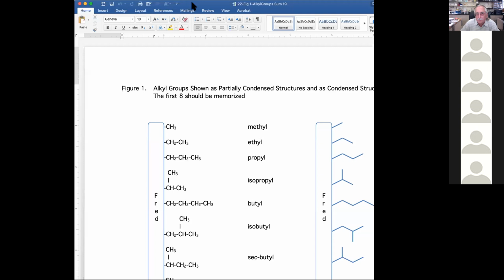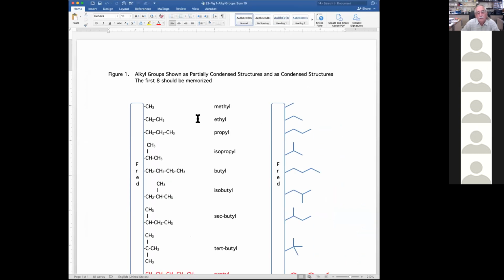Pick up where we left off. One thing I wanted to show, but it was a figure not in line with the chapter we're reading. In this figure, I tried to show you how the alkyl groups work.